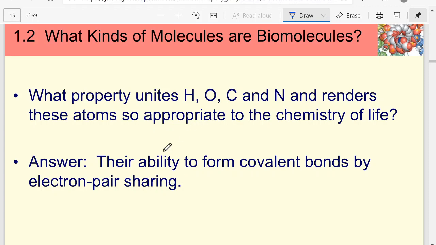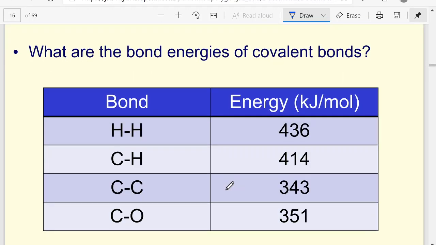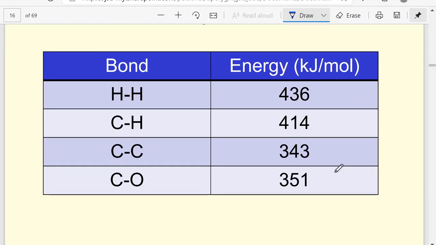So it's their ability to form covalent bonds that makes these elements so prevalent, because they can form these strong bonds, and that's why they are so important for biological molecules. And again, they have very high bond energies, making their bonds very strong.